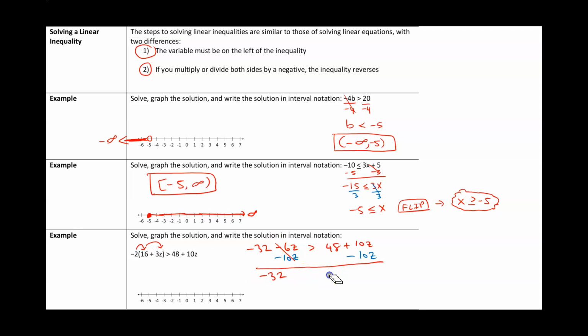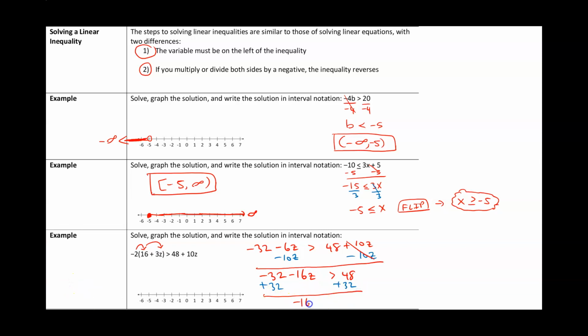Oh, I'm sorry, we don't cross those out. I misspoke. Negative 6z and negative 10z is going to be negative 16z, and that is greater than 48. The right side is where we cross things out. Now because the variables end up on the left, the numbers have to go to the right. So we're going to add 32 to each side.